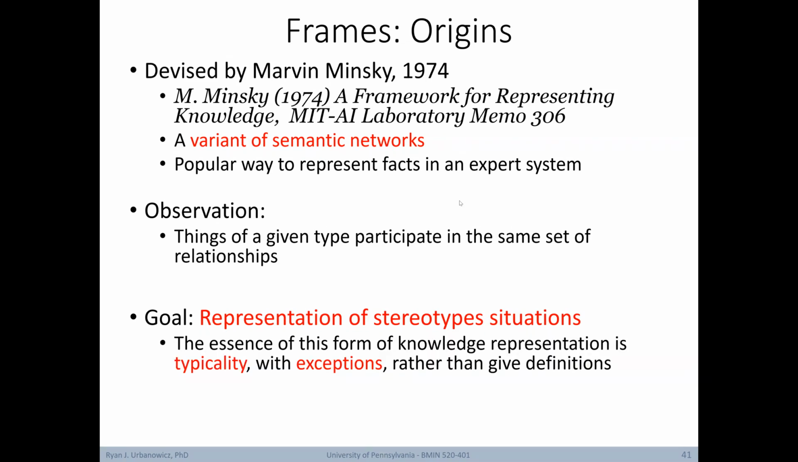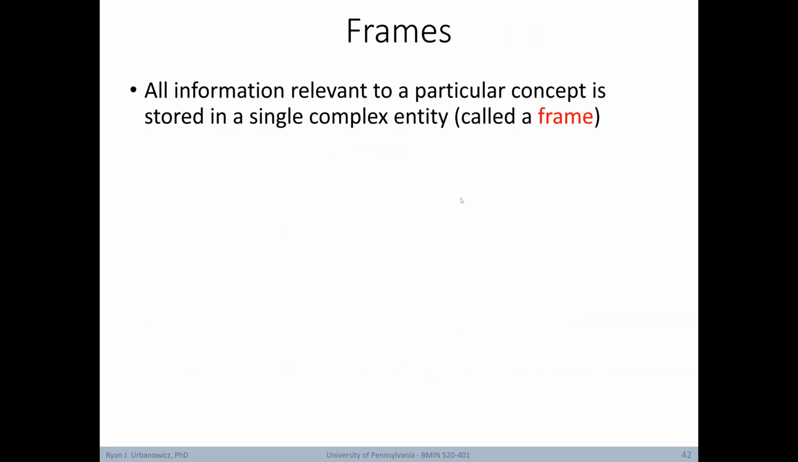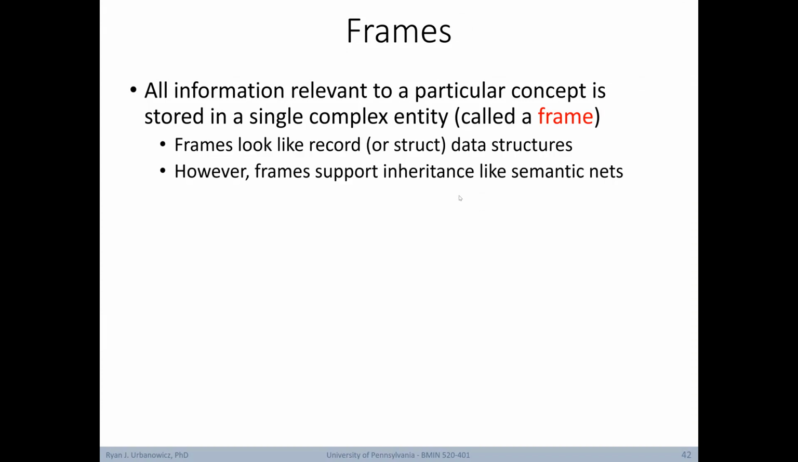In other words, the essence of this form of knowledge representation is typicality with exceptions rather than just giving definitions. Ultimately, a frame is a knowledge representation formalism based on the idea of a frame of reference. First off, all information in frames relevant to a particular concept is stored in a single complex entity called a frame. Frames ultimately look like a record or a data structure. However, ultimately frames support inheritance like semantic networks do.